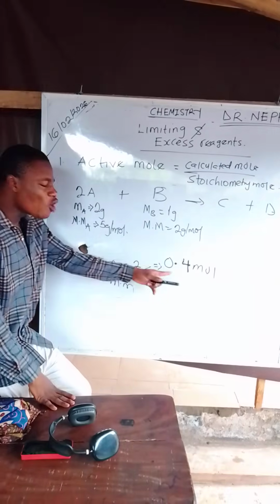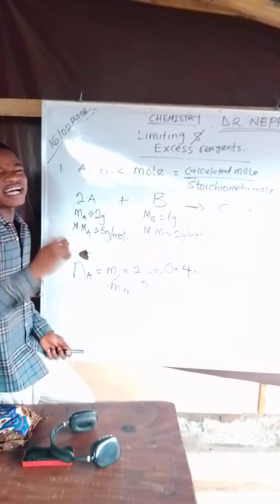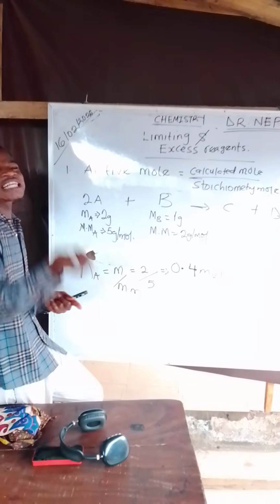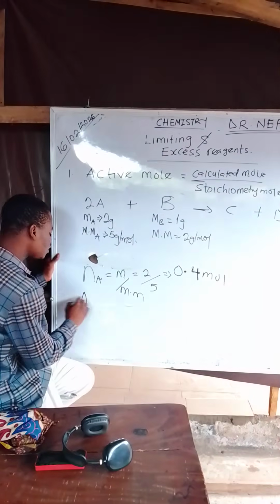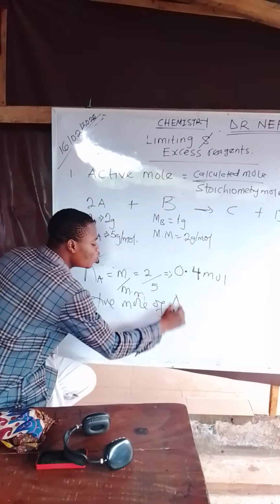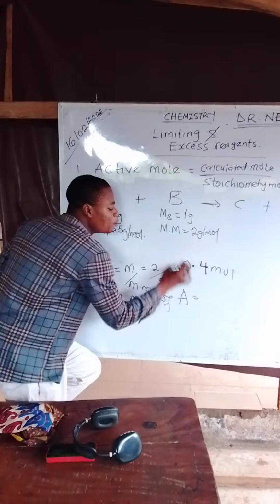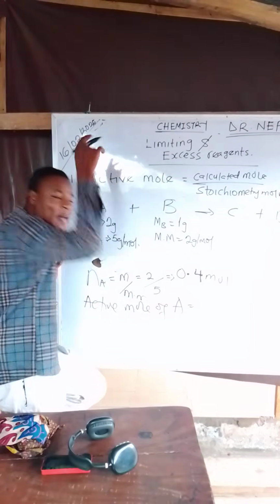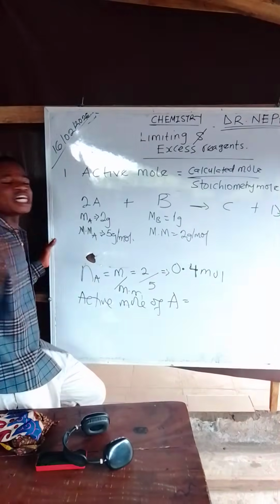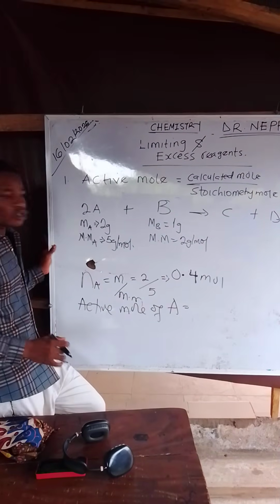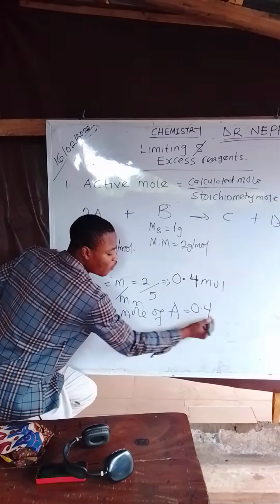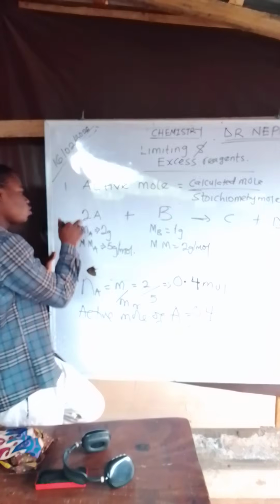What I call it is called calculated mole, and you can never use this number of moles until you convert it to active mole. That means the active mole of A will now be the calculated mole divided by the stoichiometry mole of A. And I told you that stoichiometry mole is the coefficient of A in the balanced chemical equation. So what I calculate here is called calculated mole. 0.4 divided by the stoichiometry mole of A, which is 2.